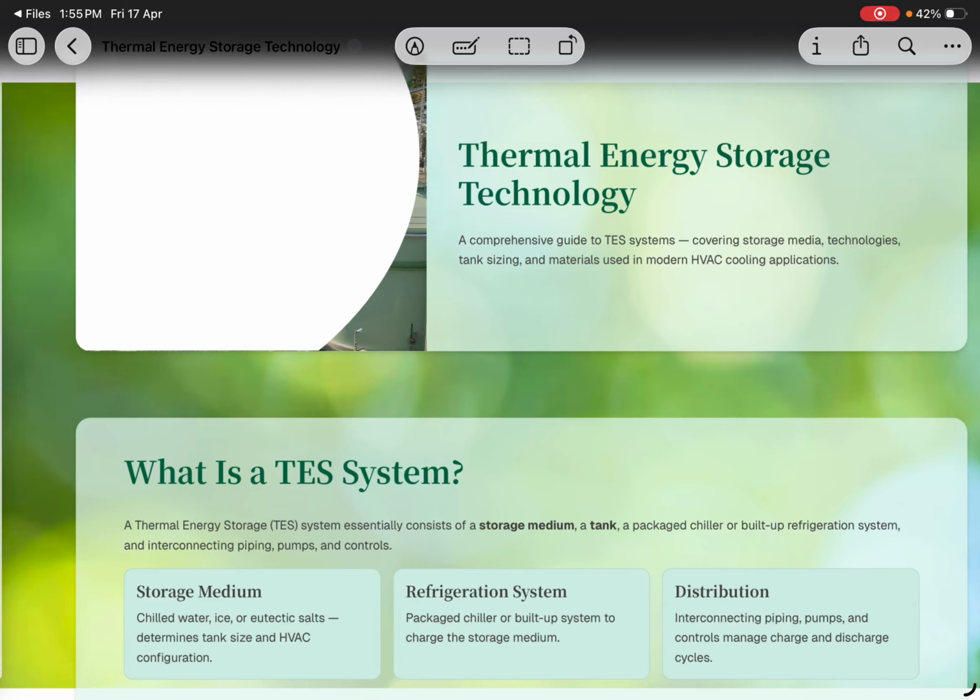This video introduces the concept of thermal energy storage technology, which is the technology used in heating, ventilation, and air conditioning, cooling applications. So, we would be covering the medium or the media which is used for thermal energy storage, and the technologies. Then we would be talking about how the thermal energy storage tank is sized and the materials which are used in this thermal energy storage technology.